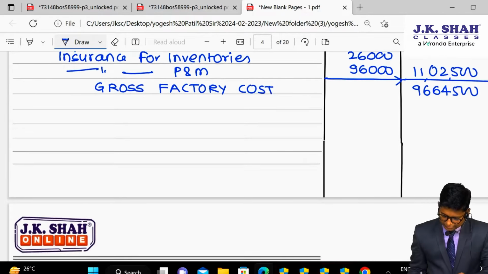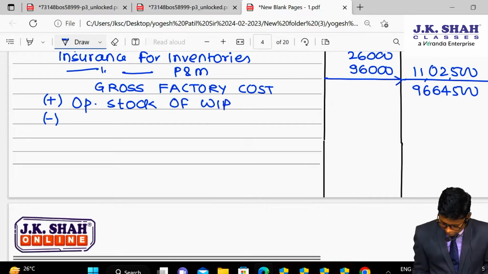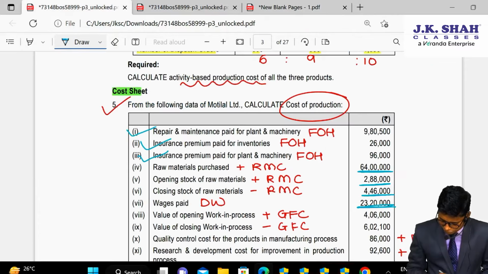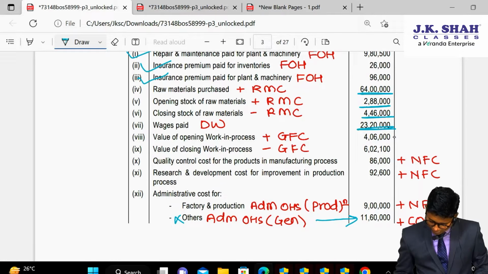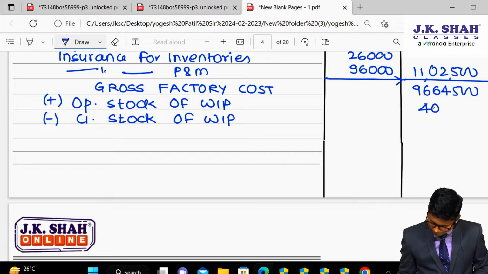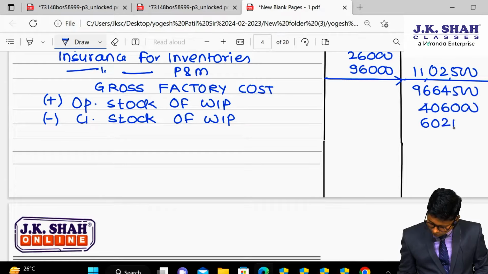Gross term indicates adjustment of WIP spending. So after this we will add opening stock of work in progress. Then we will deduct closing stock of work in progress. Opening stock and closing stock of work in progress is also available with us, and that stock is 4,06,000 opening and 6,02,100 closing.